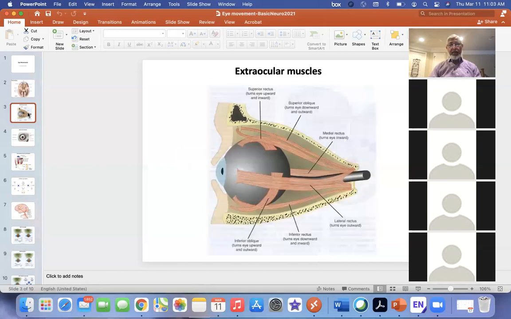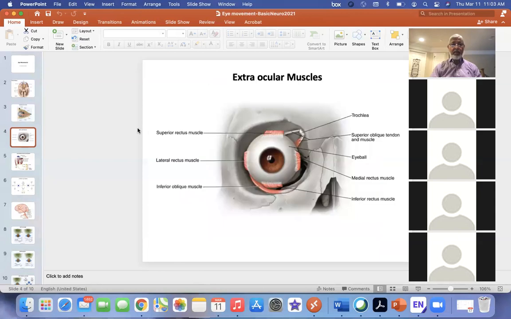Now, look at this one. We have six extraocular muscles. There are four straight muscles. Rectus means straight. There are four rectus muscles: superior rectus, inferior rectus. If you look at this one, it will be a little easier. This is a straight muscle going from the top, we call it superior rectus. This is the lateral side, the nose is here. So this is lateral rectus. This is medial rectus, and this is inferior rectus.